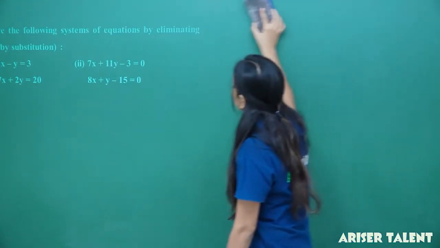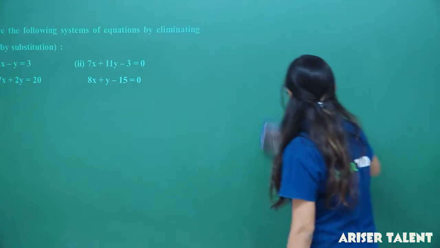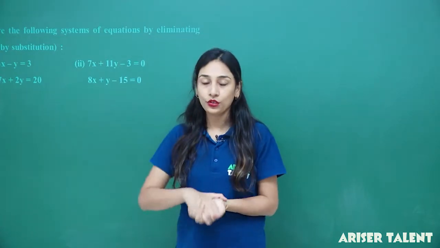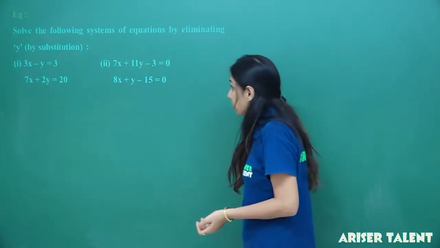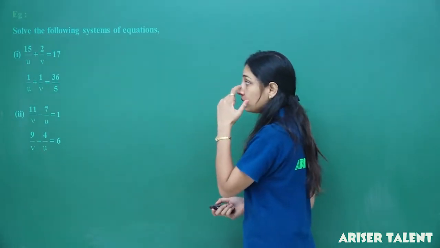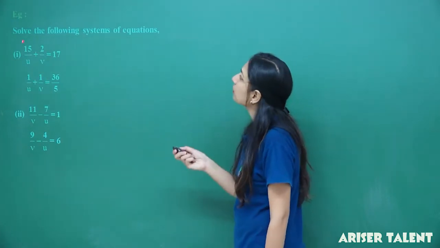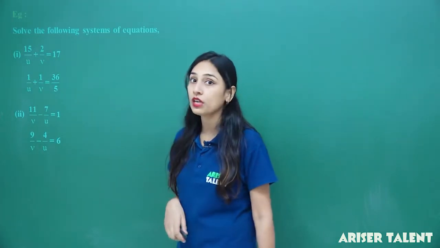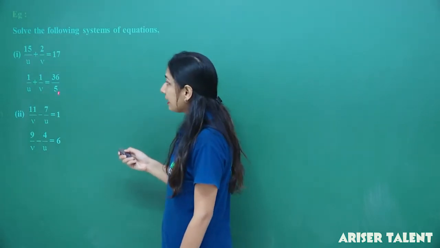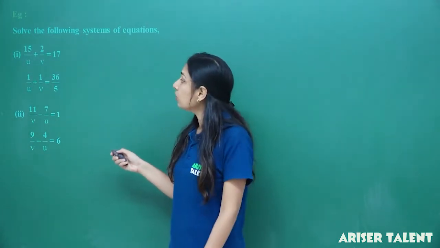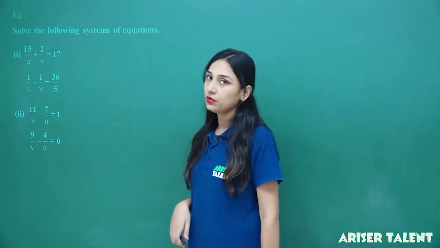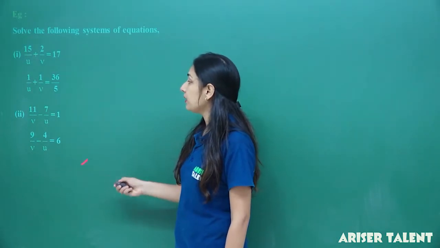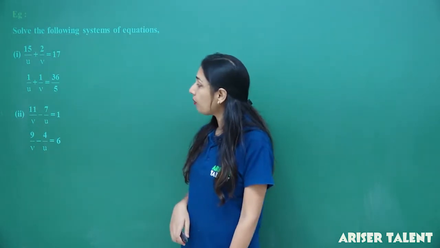Okay, students, so I have some homework work for you. This is what I have for you in my question box. Solve the following pairs of equations. Number 1: 15/u + 2/v = 17, and the second equation, because we have pairs, 1/u + 1/v = 36/5. Then the second one is 11/v - 7/u = 1, and the pair is 9/v - 4/u = 7.